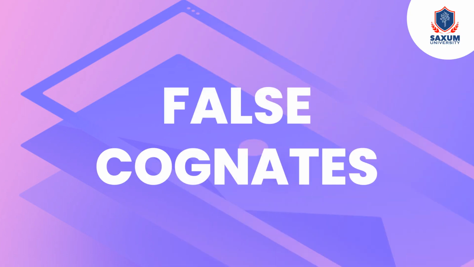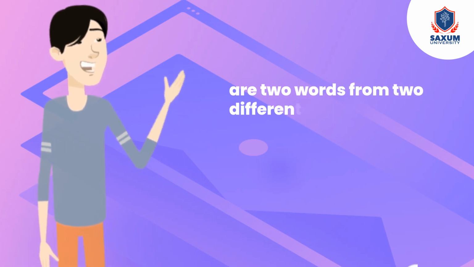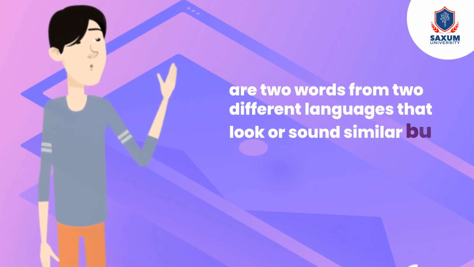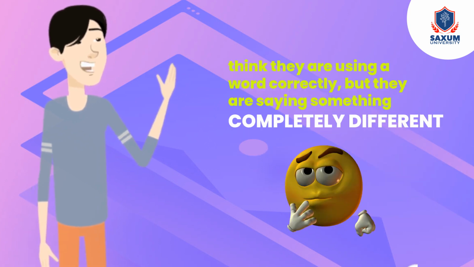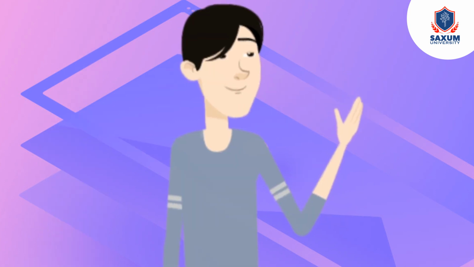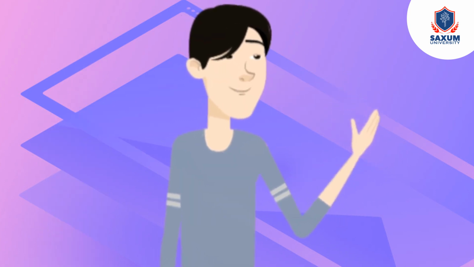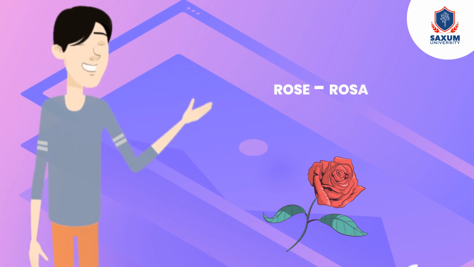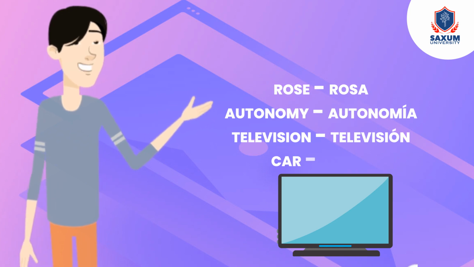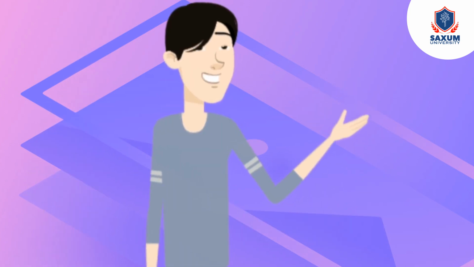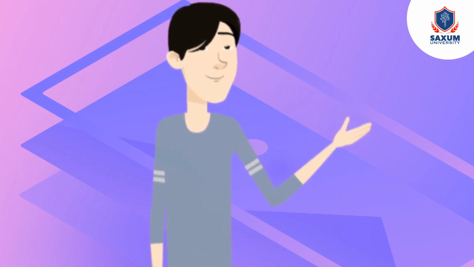False cognates. False cognates, sometimes informally called false friends, are two words from two different languages that look or sound similar but have different meanings. The problem with false cognates is that, because of the similarity, people think they are using a word correctly, but they are saying something completely different. There are many words that sound similar in English and in Spanish and have the same meaning. Rose, rosa, autonomy, autonomía, television, televisión, car, carro. Because of this, some people think that all the words in Spanish and English that sound similar must have the same meaning, but that is not true.